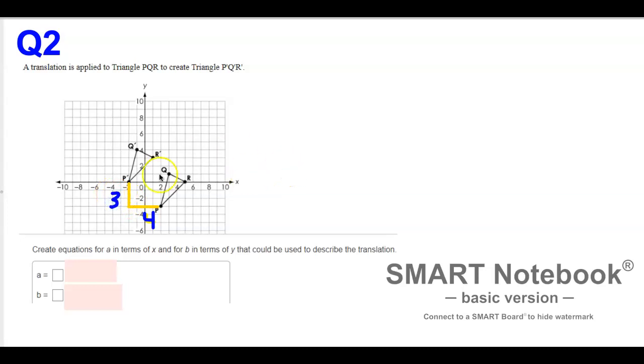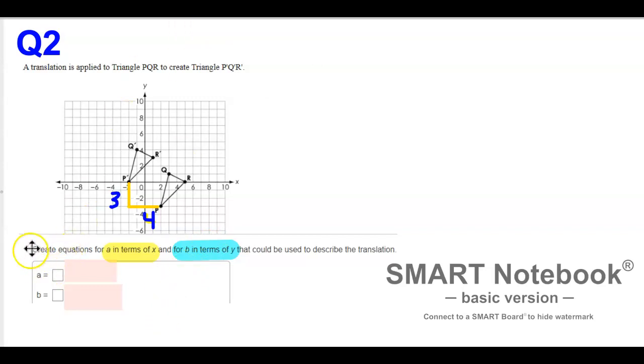So a lot of people did this part right. You correctly identified that you moved 4 units to the left and 3 units up. Where we struggled was answering the question in the correct format. Here it says create equations for A in terms of X and for B in terms of Y that could be used to describe the translation. A lot of people, what you did here incorrectly was you said A equals -4 because I moved left 4 and B equals 3 because I moved up 3. You understand what's going on in the problem, but that's not how they want us to answer it.